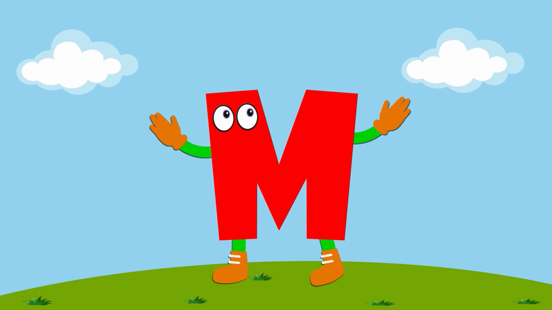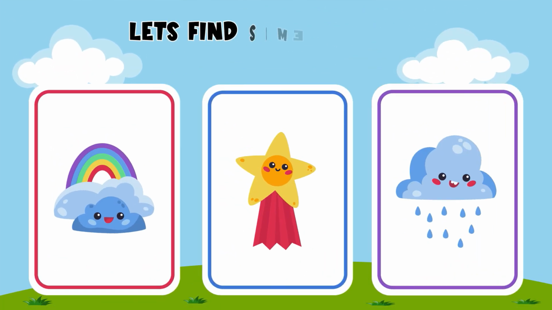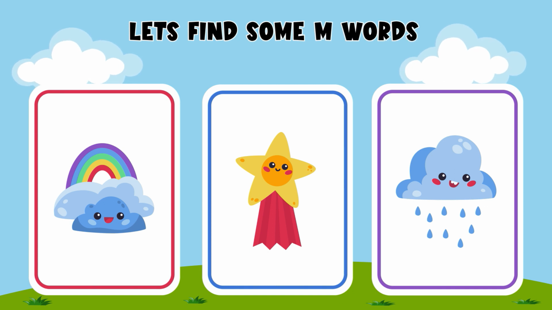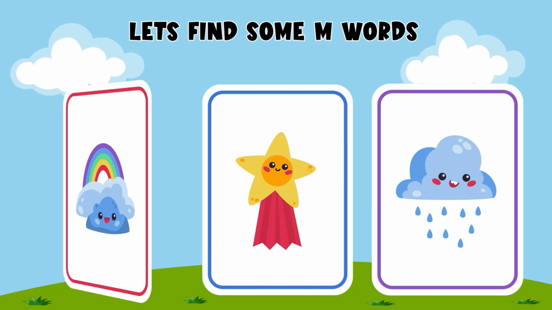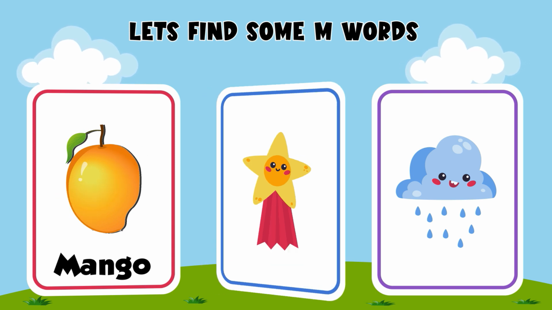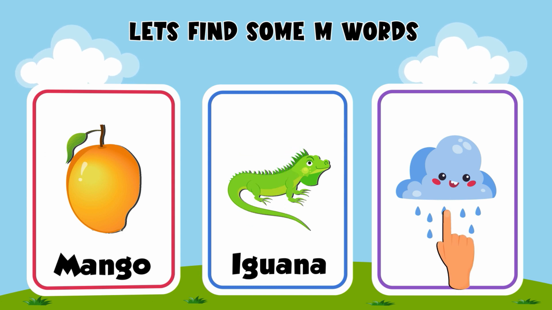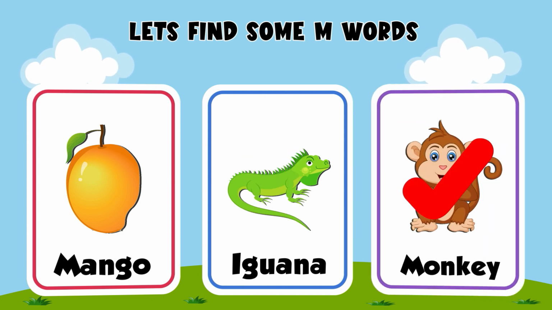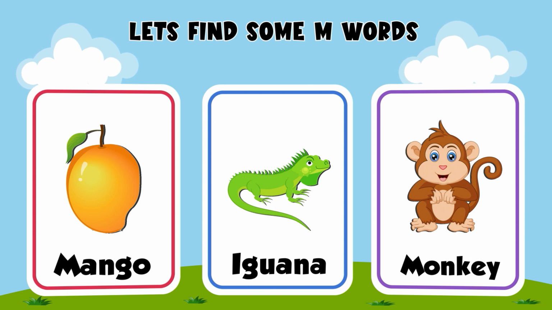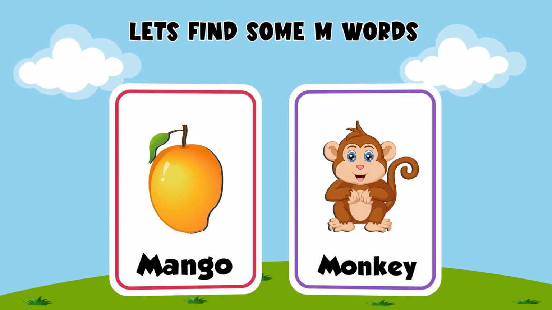This is alphabet M. Let's find some M words. Mango. Iguana. Monkey. Monkey.